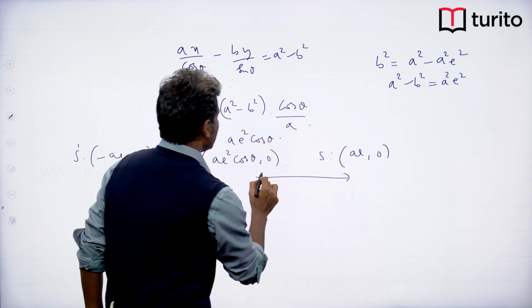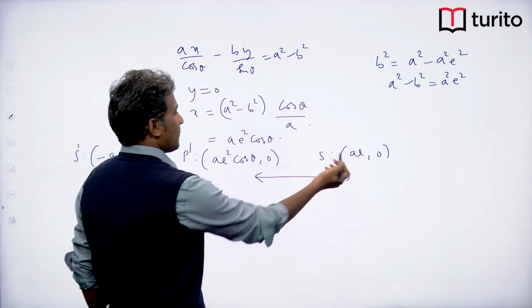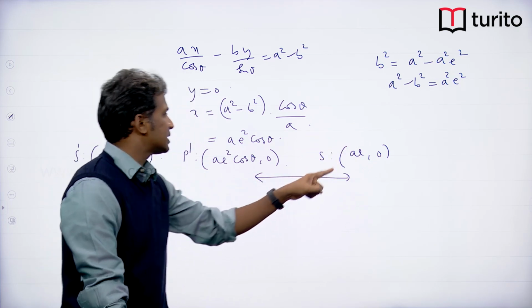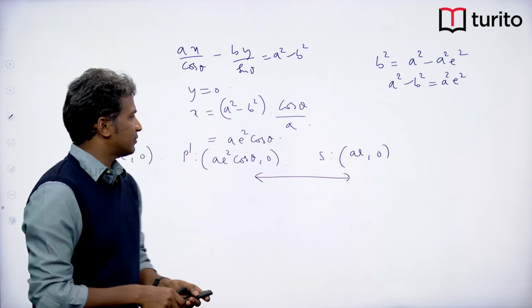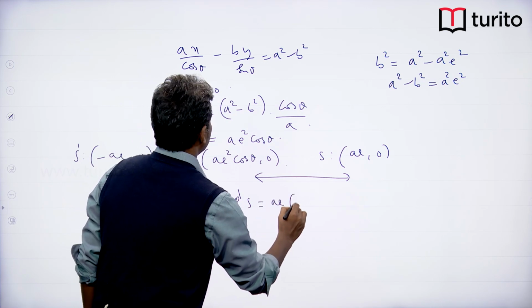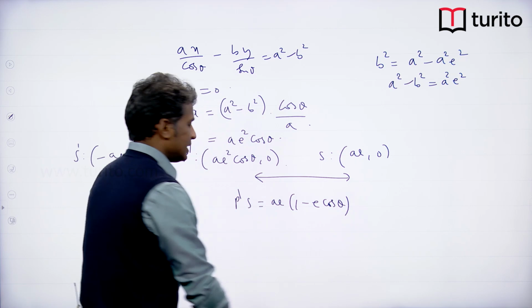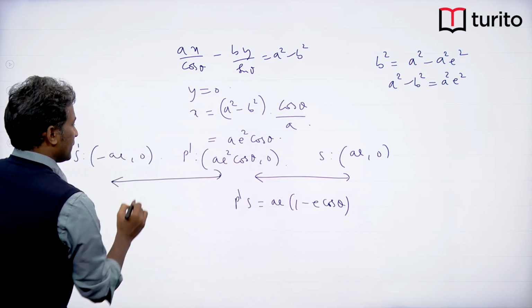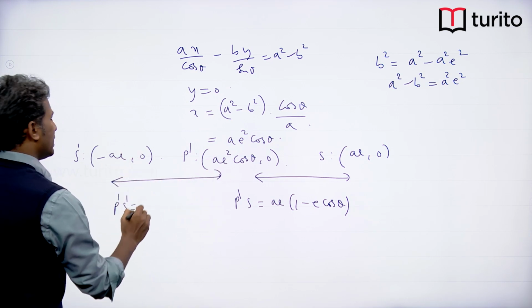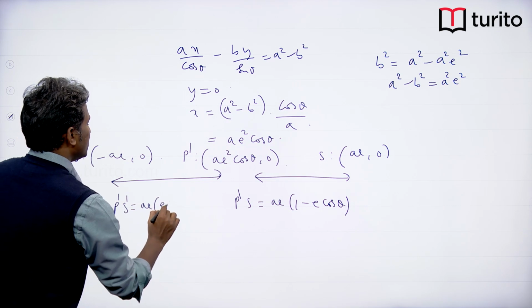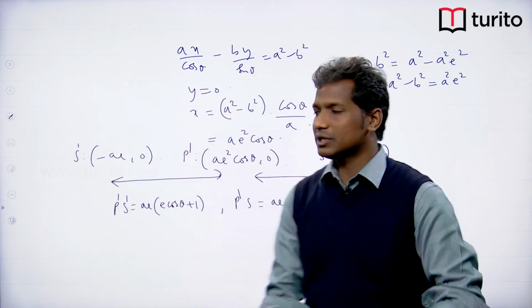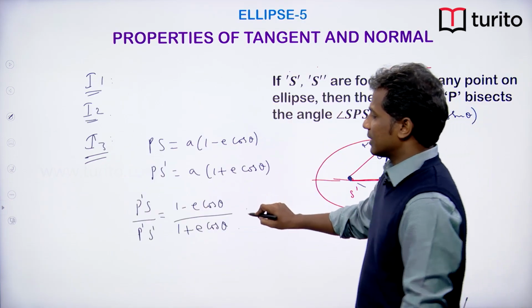Now find this distance. The distance between these 2 points is basically mod of x1 minus x2, because this is lying on the right side, as you can observe diagrammatically. So we can directly get P dash S as AE common 1 minus E cos theta, and similarly we can get this distance. So P dash S dash is going to be, if I take AE common, E cos theta plus 1. Now what is the ratio of these two? We are getting 1 minus E cos theta by 1 plus E cos theta, which is the required relation.